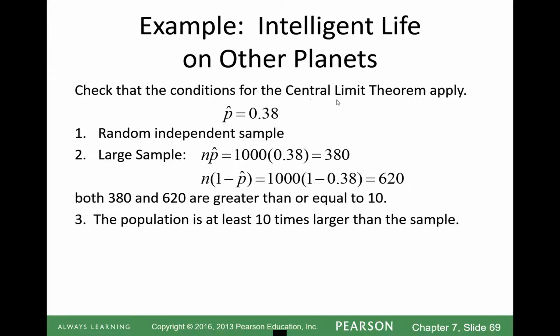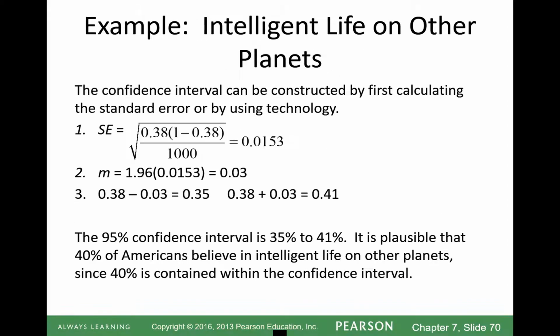Check to see if the central limit theorem applies. It's a random sample. The number of yeses is more than 10. The number of no's is more than 10. And the population is 10 times larger than the sample. So it's going to behave as a normal distribution. Now we find the standard error here.